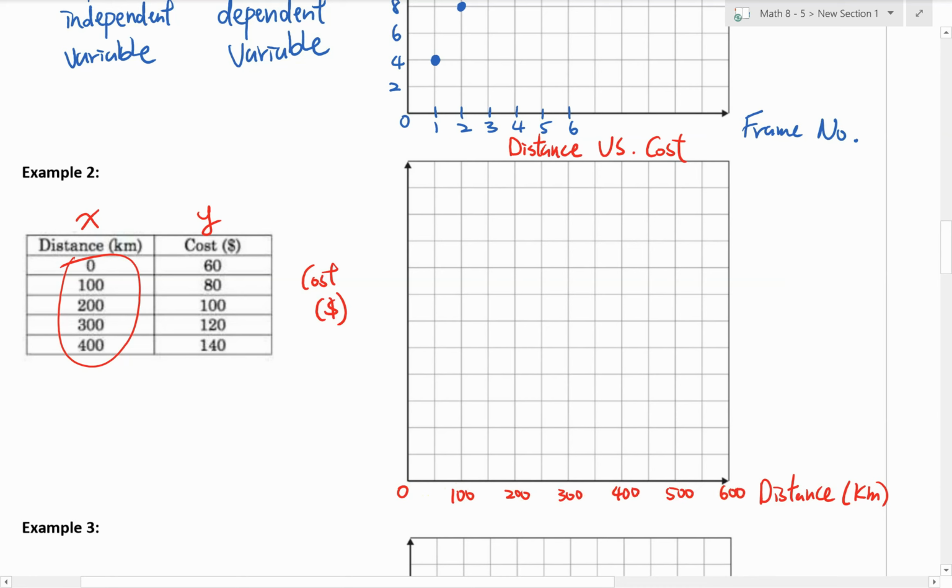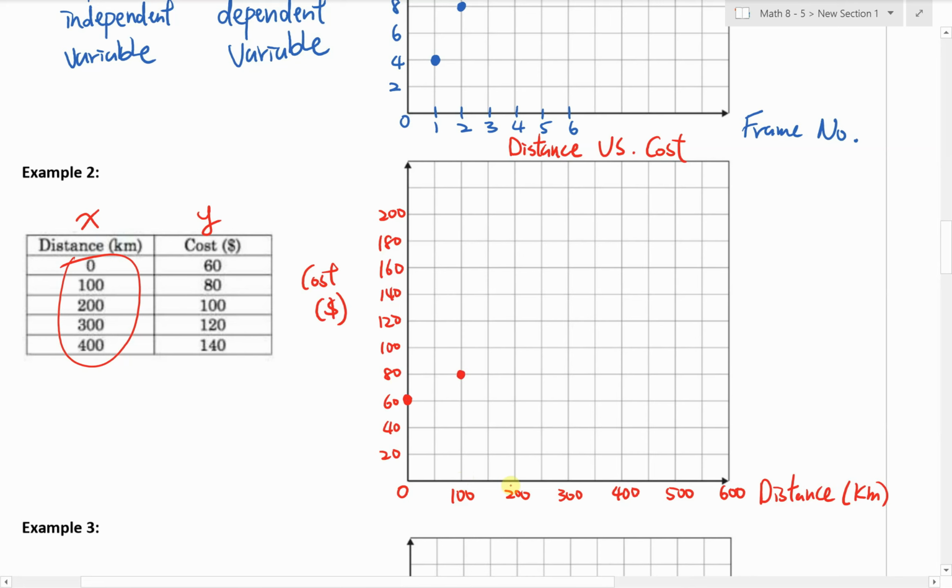For the cost, I would probably say each box worth $20. Okay, so that will be 20, 40, 60, 80, 100, 120, 140, 160, 180, 200. Okay, that's probably good enough. Now I am going to plot the points. So when it's 0 for the distance, the cost is $60. So that is right here. When the distance is 100 kilometers, the cost is $80. So that is right here.